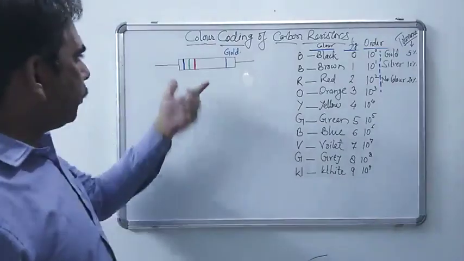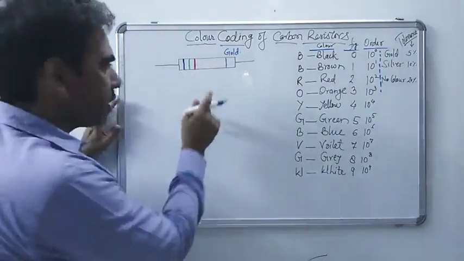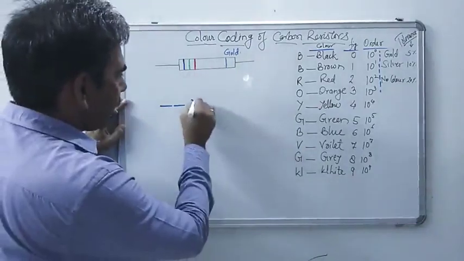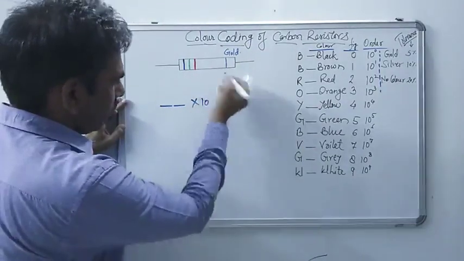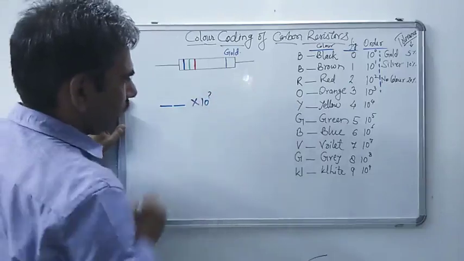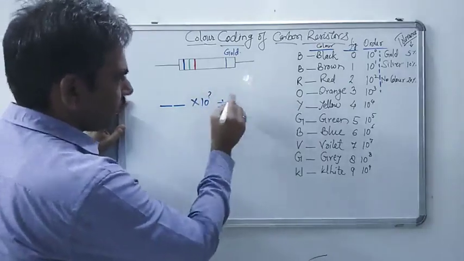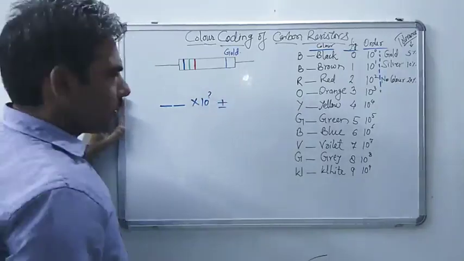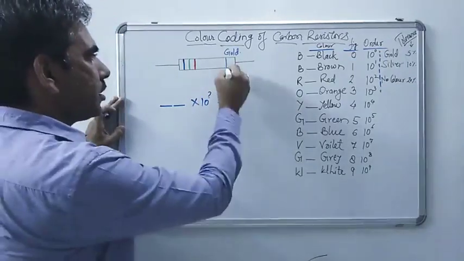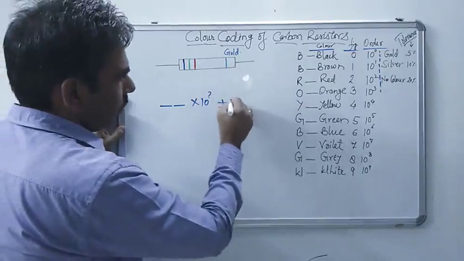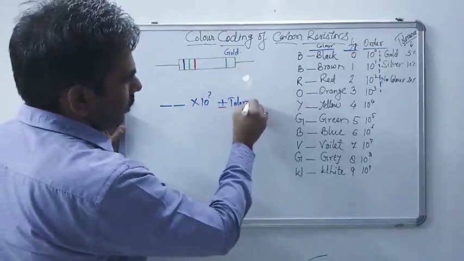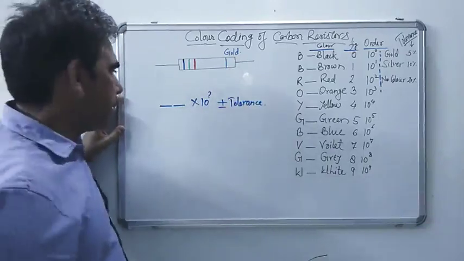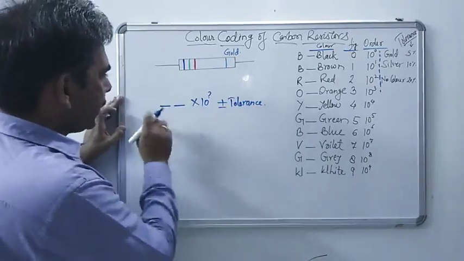The value of resistance of this resistor is written as a 2-digit number multiplied by some order, 10 to the power something, right? And there can be some error. That error is called the tolerance. It may be more or less than the actual value shown here. So here it is a 2-digit number.